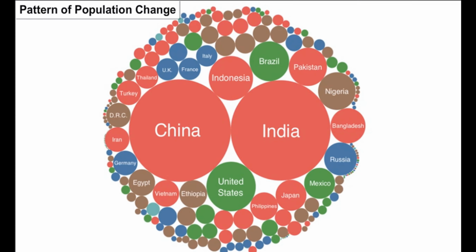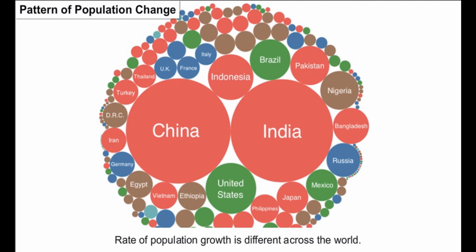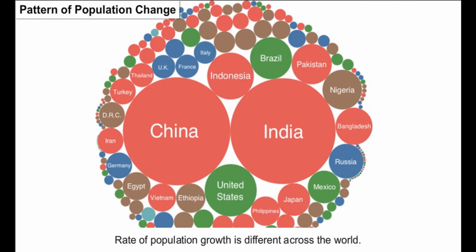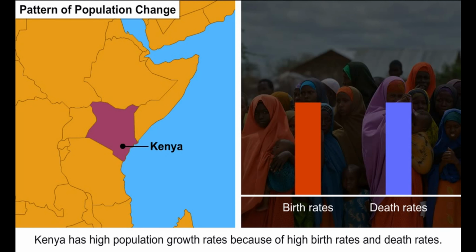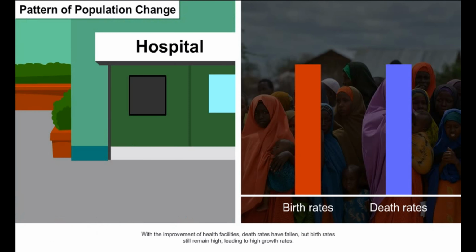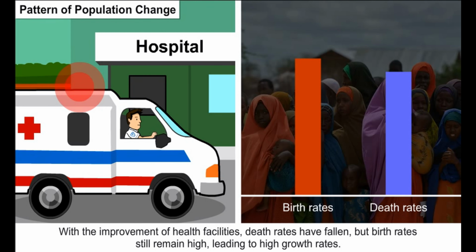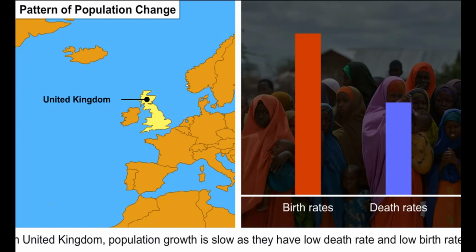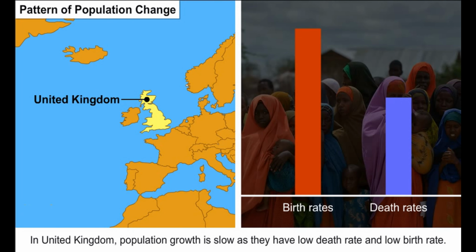Pattern of population change. The rate of population growth is different across the world. Kenya has high population growth rates because of high birth rates and high death rates. With the improvement of health facilities, death rates have fallen. But birth rates still remain high, leading to high growth rates. In the United Kingdom, population growth is slow as they have a low death rate and low birth rate.